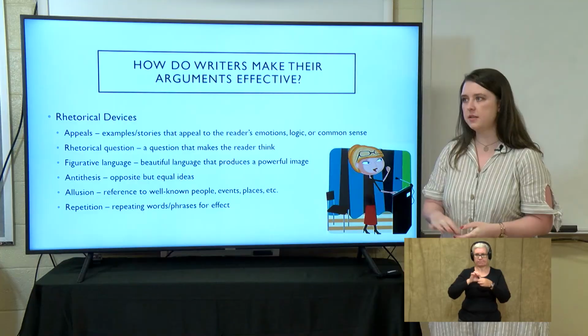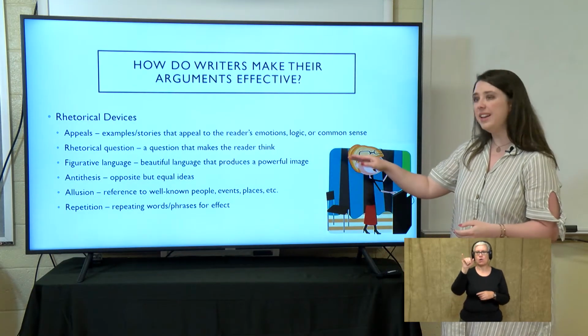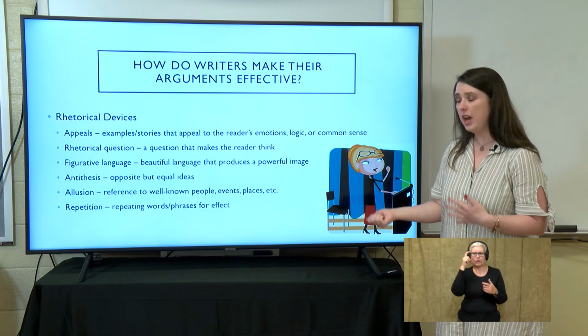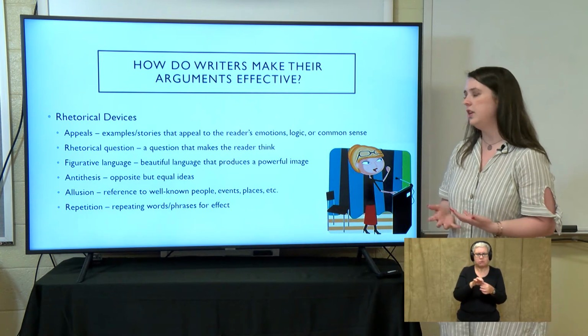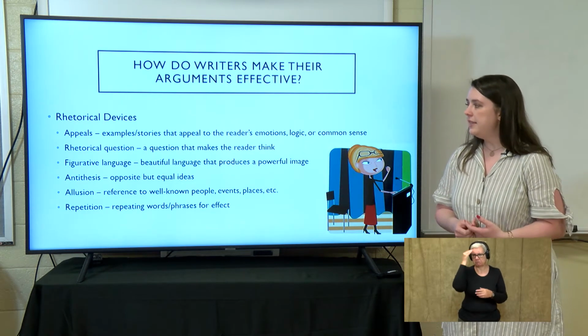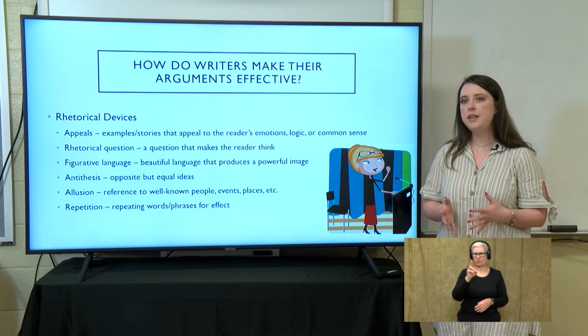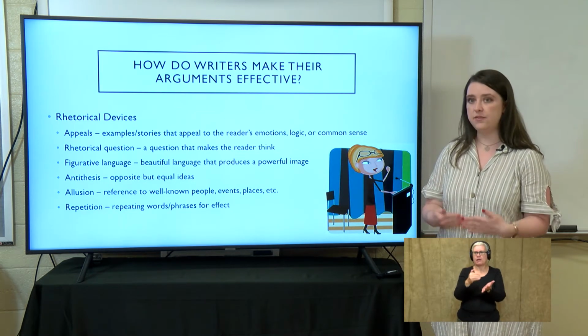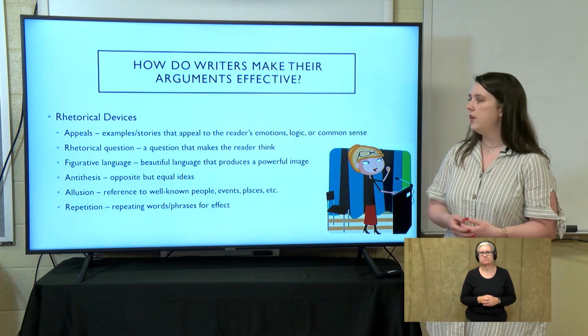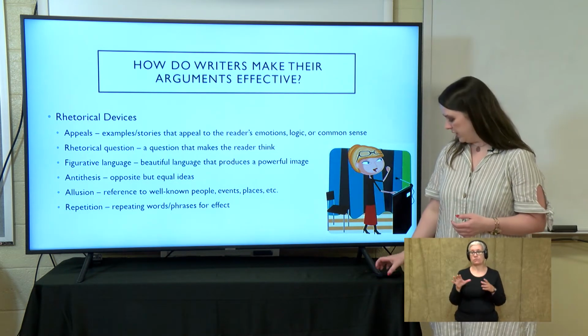Okay, antithesis. Next one is allusion. Not illusion with an I, not something foggy that we see, but allusion, which is alluding to, a reference to well-known people, events, or places. Okay, and we're going to see one of those in just a minute. The last one is repetition. Repeating words or phrases for emphasis, for effect. Okay, and we'll see that as well. Okay, so what we're going to do is we're going to look at a text.